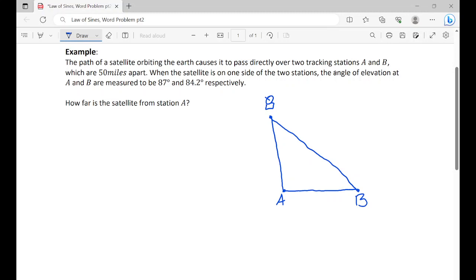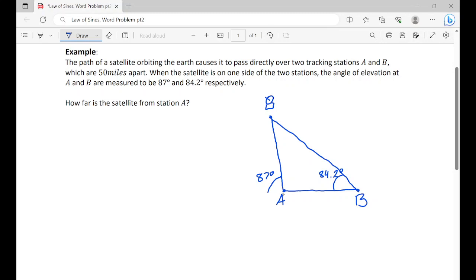So it says the angle of elevation at A and B are measured to be 87 degrees and 84.2 degrees respectively. So that means this angle here is 87 degrees, and this angle here is 84.2 degrees. Now, how does that help me for the law of sines? I only have one angle in here instead of two.